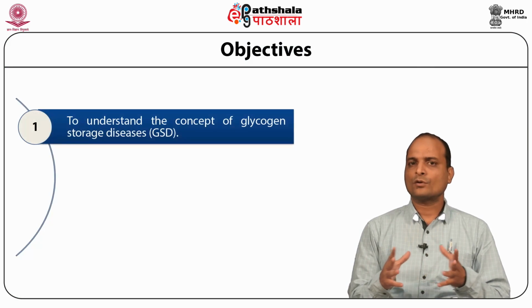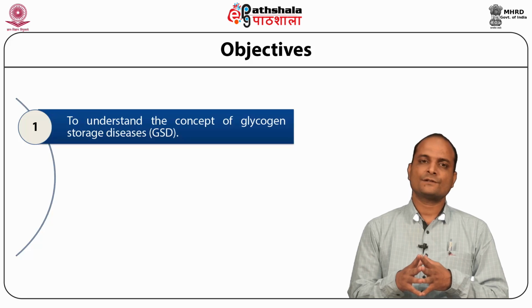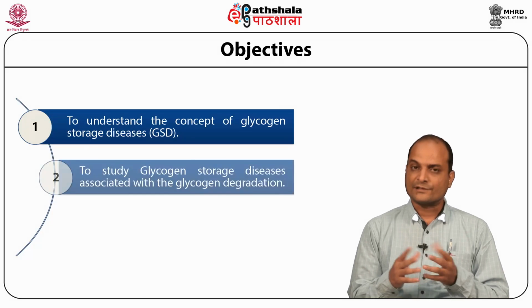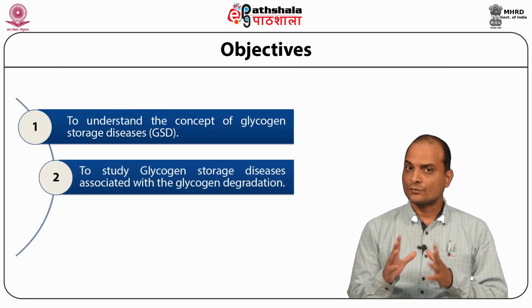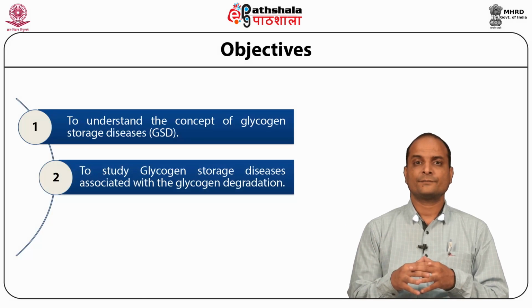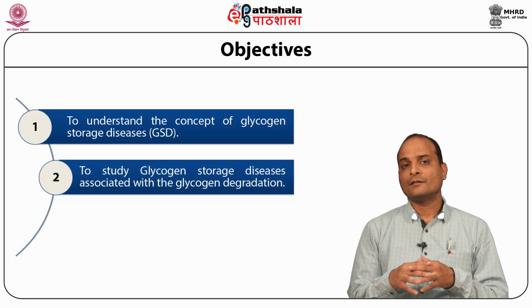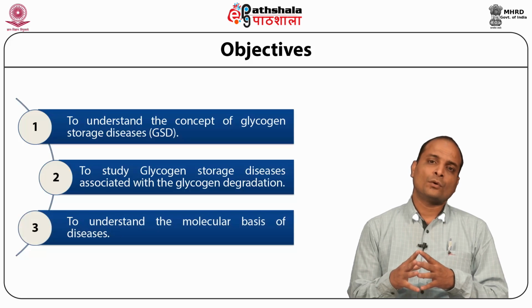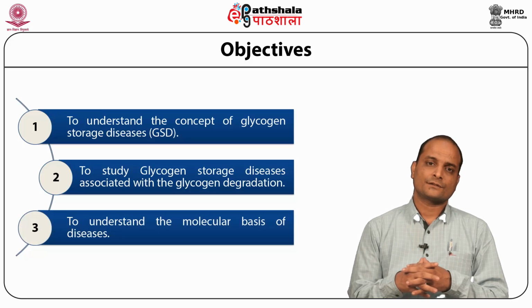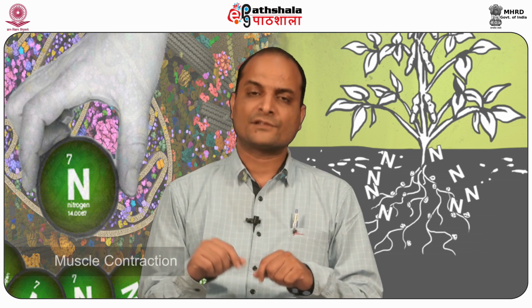We will explore the concept of glycogen storage disease. We will study the glycogen storage disease associated with glycogen degradation, and we will try to explore the molecular basis of the diseases. Glucose derived from glycogen breakdown is an important source of energy for the body. It provides energy for muscle contraction and serves as the primary source of energy for the brain.